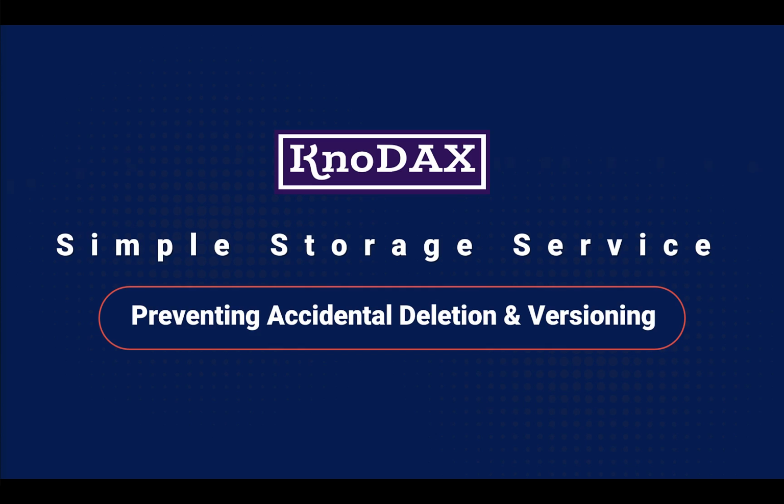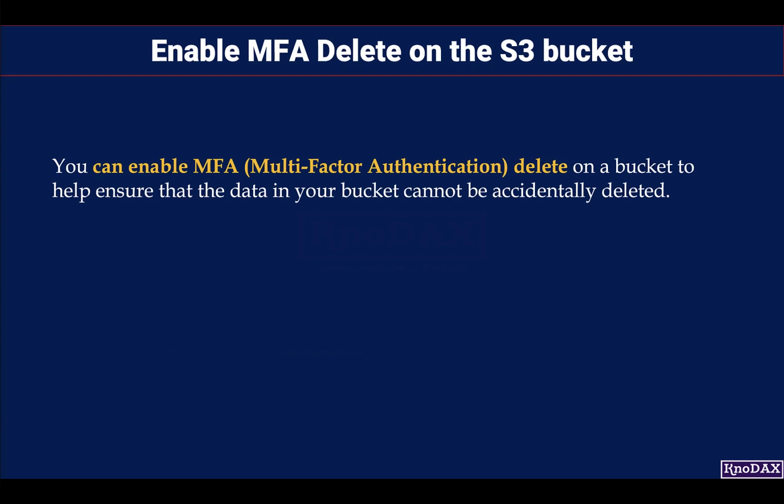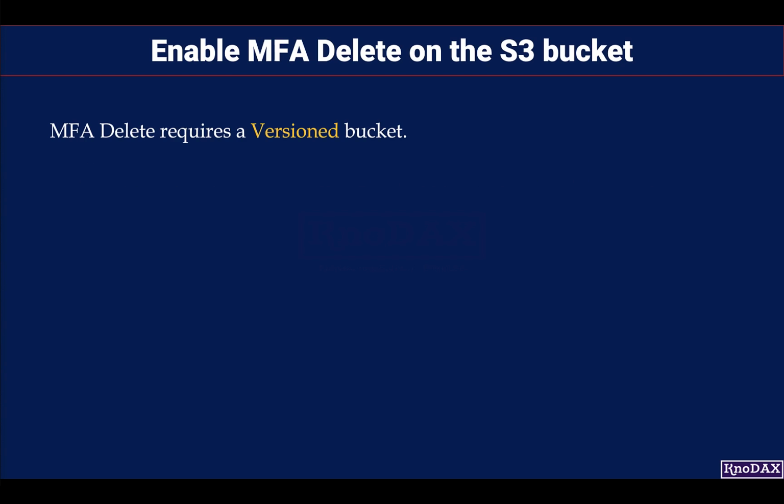Welcome back. This video is about preventing the accidental deletion of objects on S3. You can enable the MFA Delete option on a bucket to help ensure that the data in your bucket cannot be accidentally deleted. MFA Delete requires a versioned bucket because if a bucket isn't versioned, you can permanently delete any object simply by overwriting the object.